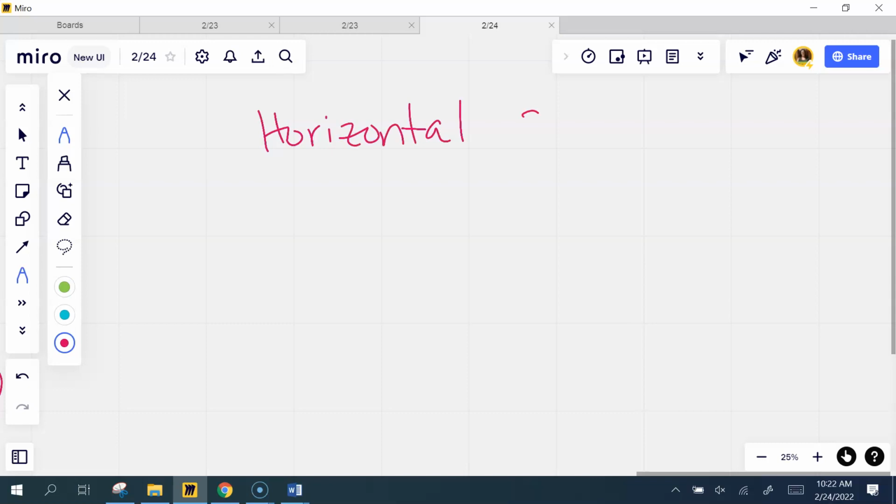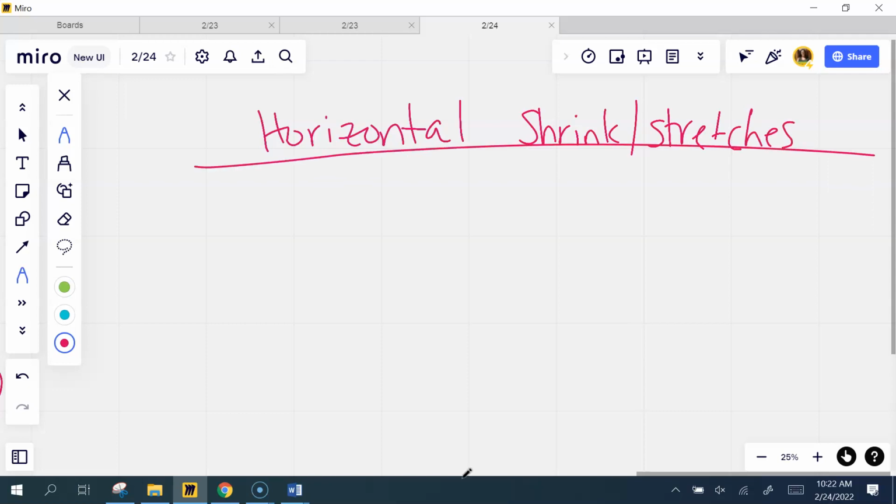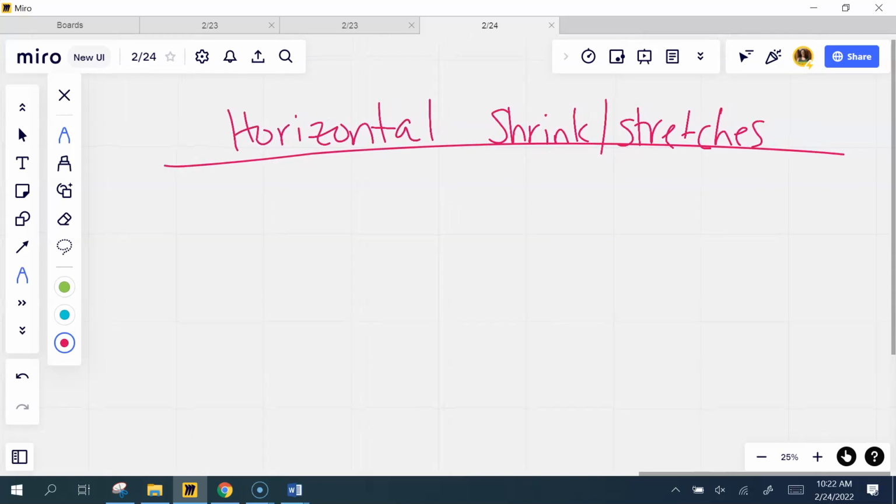Remember, everything with x always ends up being the opposite of what you think it would be. When I subtract, that really means I'm moving right instead of left. Same with shrinks and stretches. So if you look, this is when I'm in the boat of a times x.